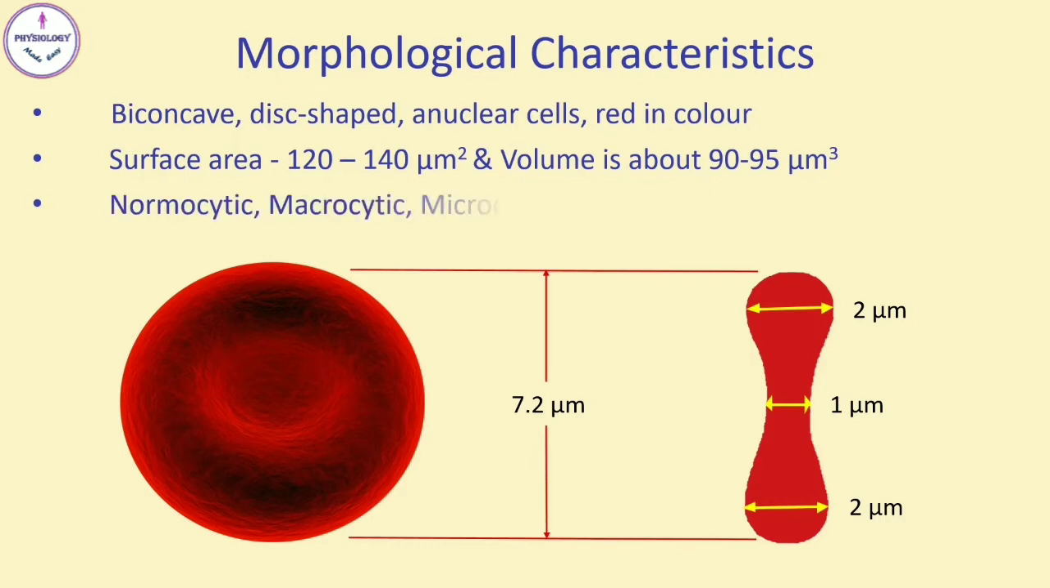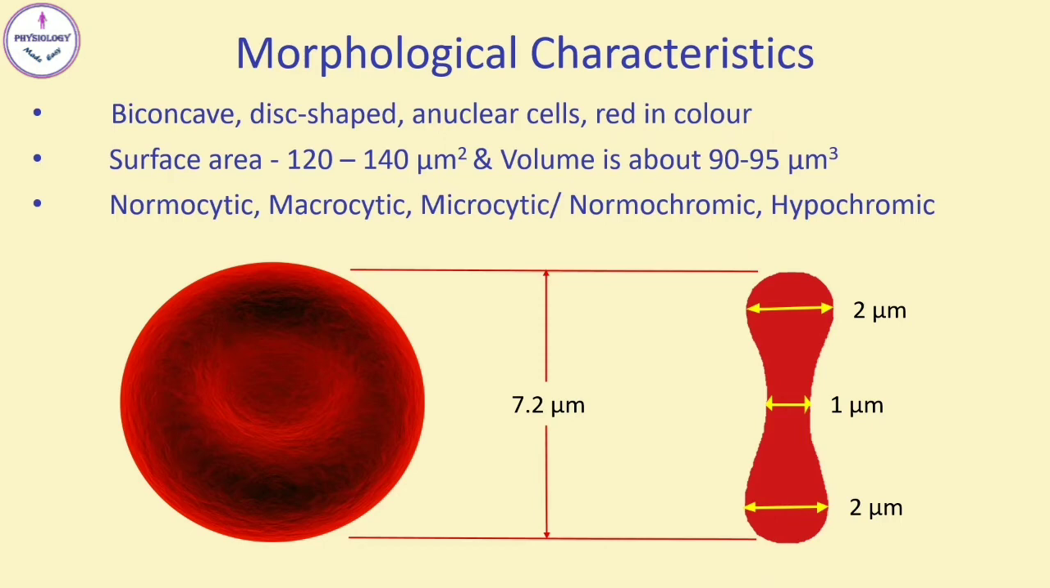Now let us consider some of the terms related to morphology of RBCs. Normocytic. This term is used to describe RBCs of normal size. Macrocytic. It is used for the RBCs that are larger than normal, and microcytic. It is used for the RBCs which are smaller than normal.